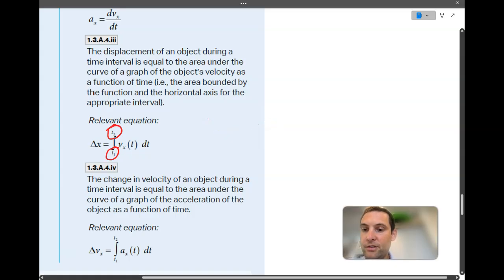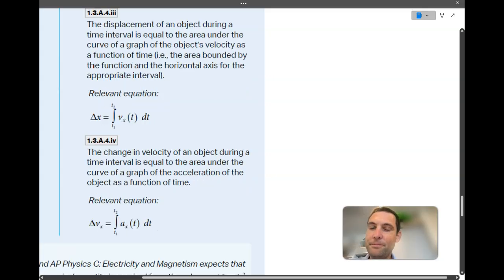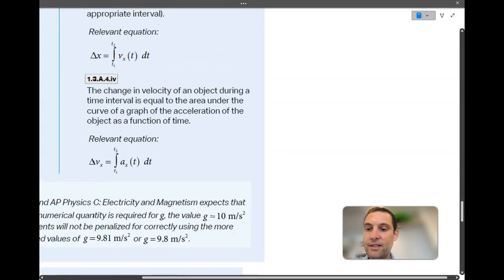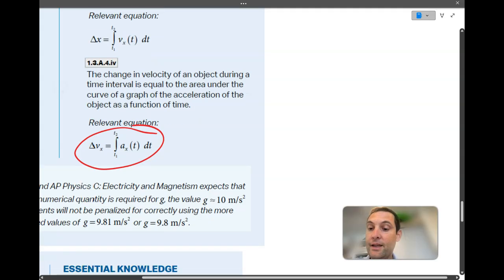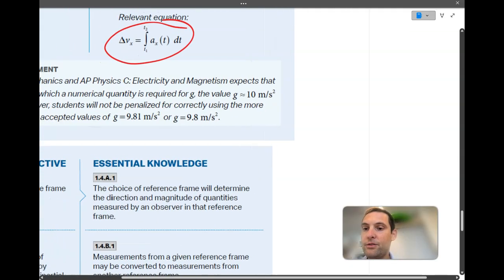I know, you're in calculus. You know how to, not everybody. The change in velocity, we're integrating a with respect to time, as we just said.